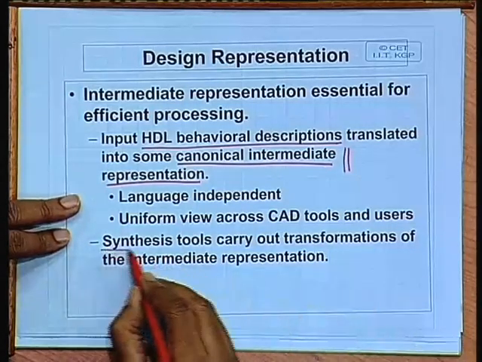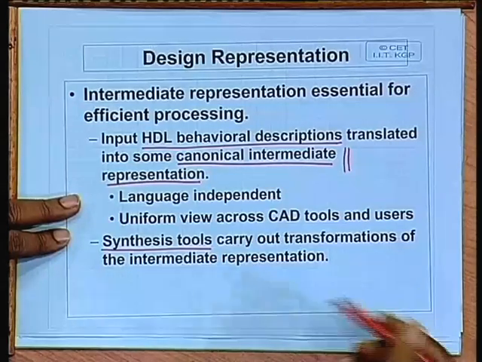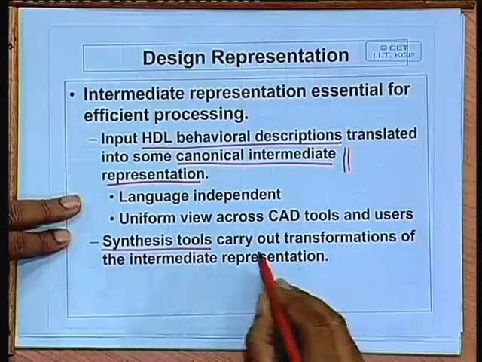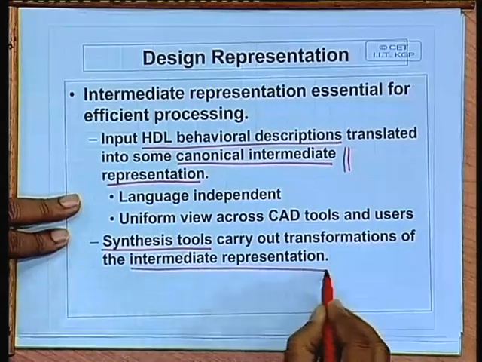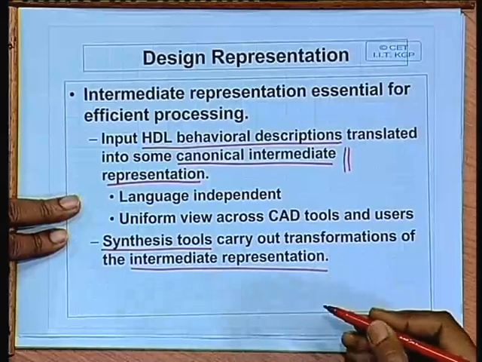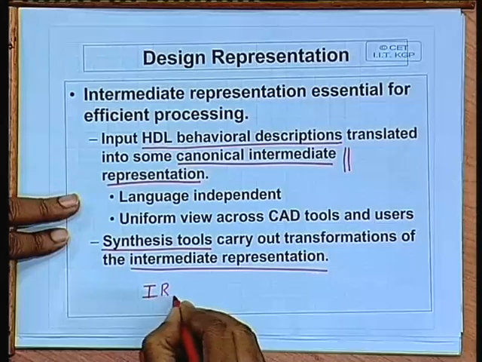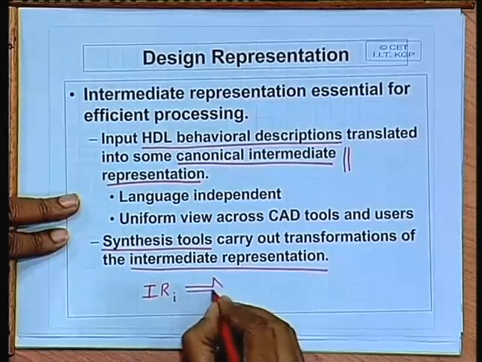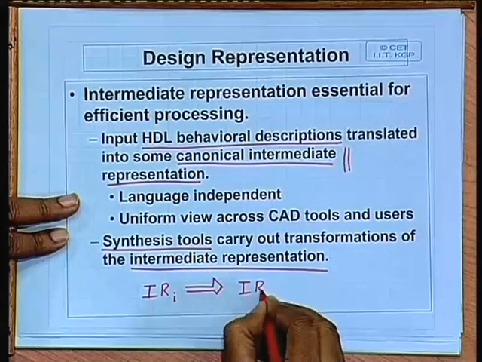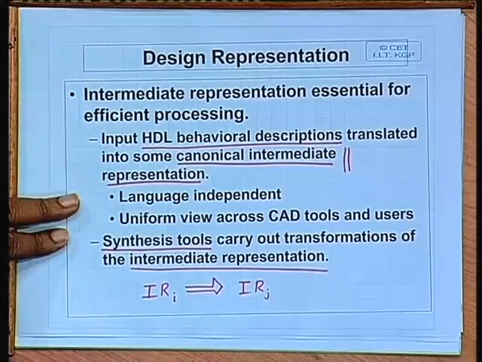The typical synthesis tools which work on a design will be working on this intermediate representation and carrying out several transformations on it. What I am saying is that suppose I have an intermediate representation version I. From there some CAD tool will be transforming it into another intermediate representation version J. The representation will be the same, but we will be carrying out a sequence of transformations on them, so as to improve the performance of the resulting hardware that we will finally get.